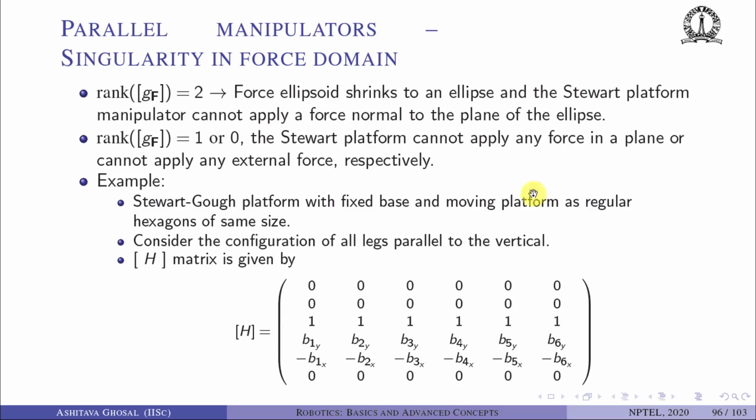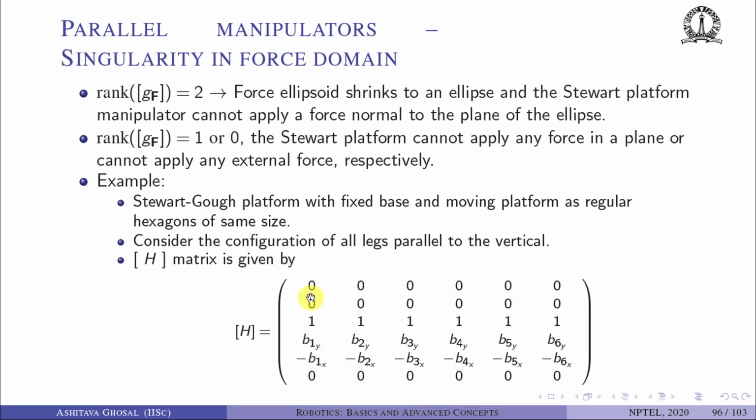Okay, example. A Stewart platform with fixed base and moving platform as regular hexagon. So the top is a regular hexagon, 6-sided equal, and the bottom is also a regular hexagon with all the 6 sides being equal. Okay, and we consider all the legs as parallel. So basically consider that hexagons are equal in size. So for such a configuration, the H matrix will be all the leg vectors along the z-axis, so 0, 0, 1, 0, 0, 1, and so on.